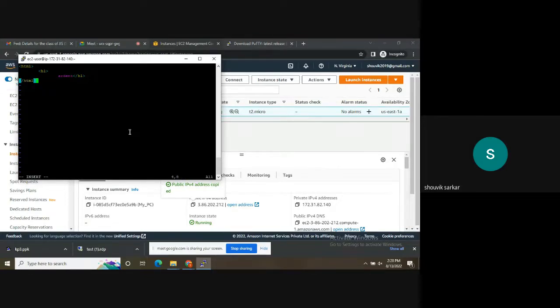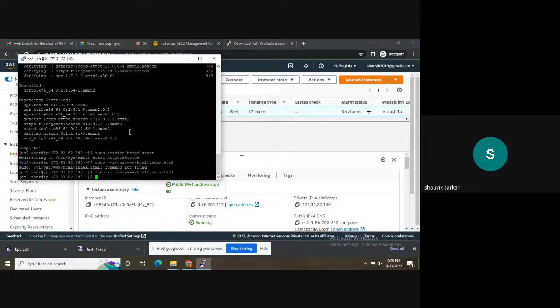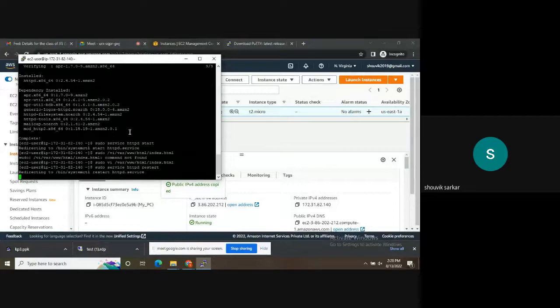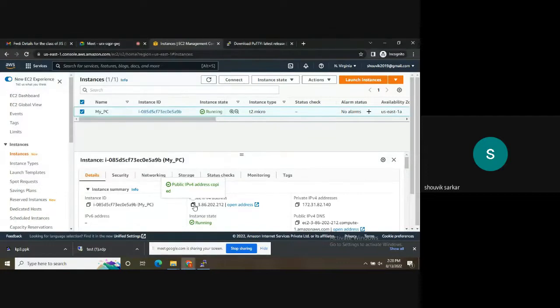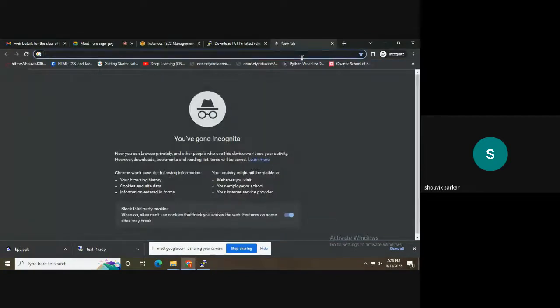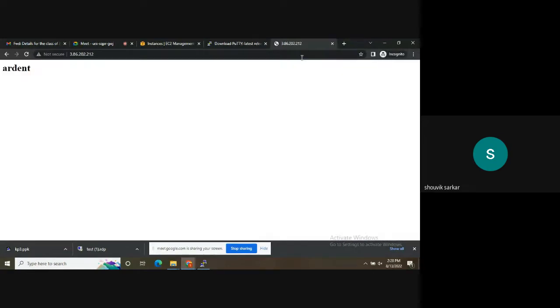So this way we go with escape, colon wq, enter, and we restart the service: sudo service httpd restart. The service restarted, so everything is fine. Now we need to check whether this public IP will work or not. So it's still working the same way as previously, right?